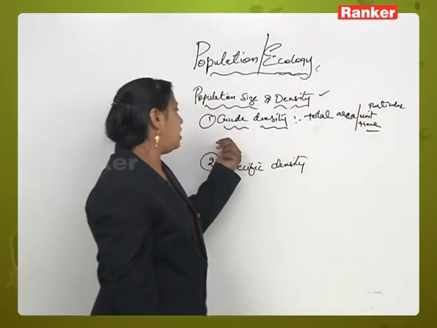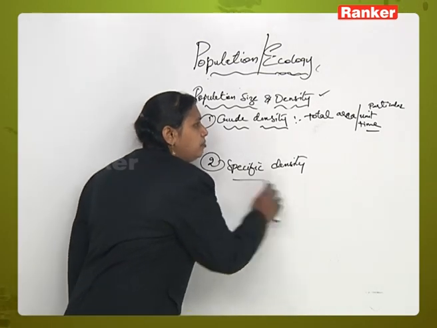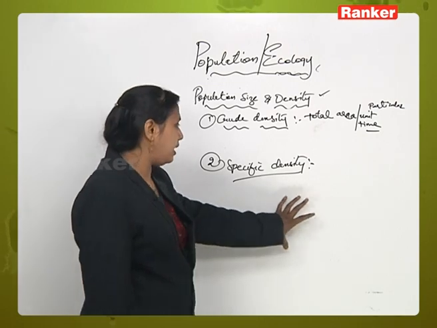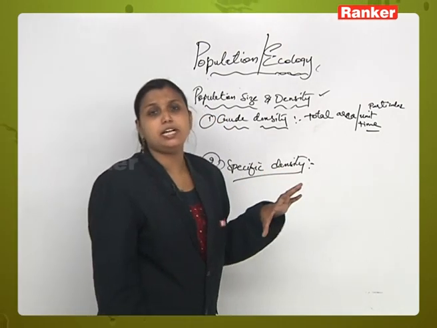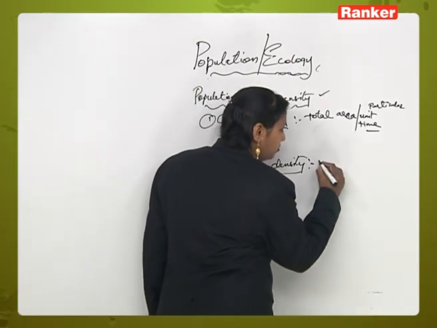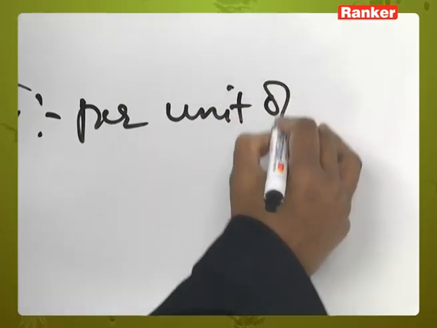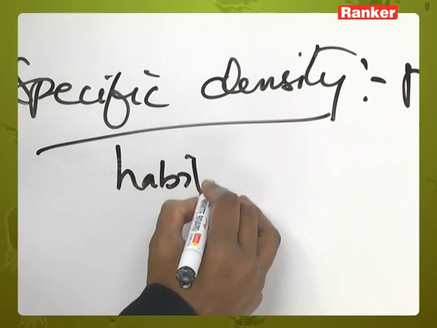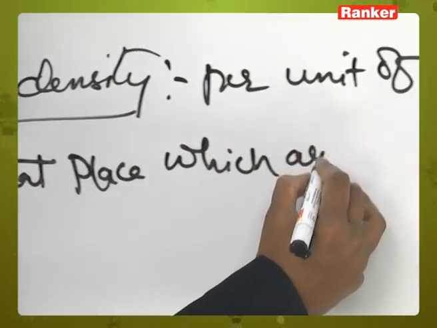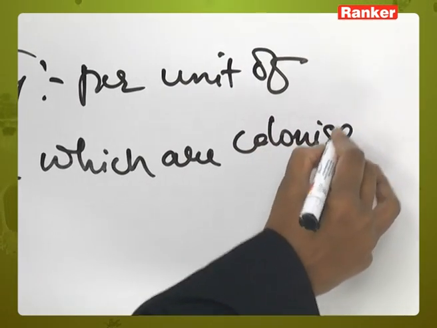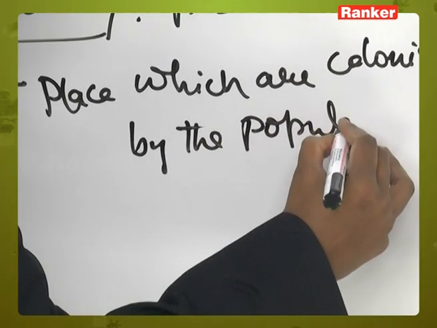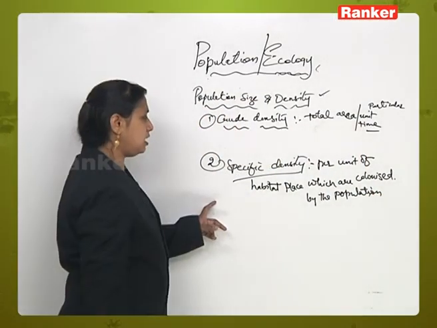So that is called crude density, whereas specific density is nothing but population density per unit of habitat place which are actually colonized in that particular population. So the individual density per unit of habitat place which are colonized by the population is called the specific density.